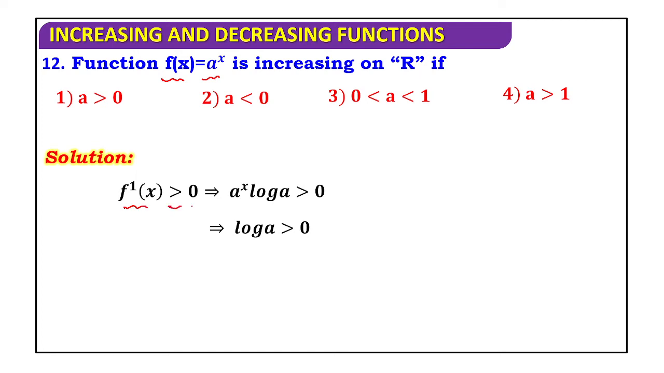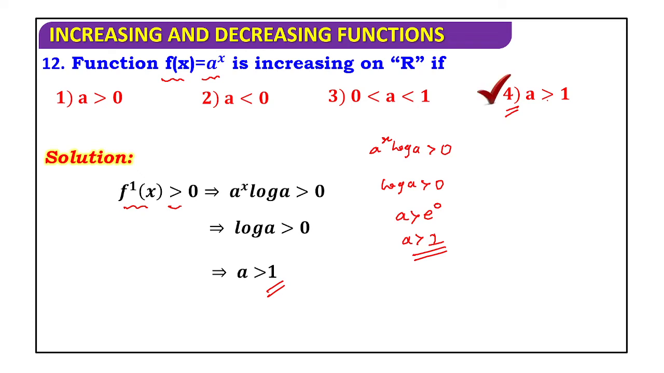If f dash of x is greater than 0, then a raised to x log a is greater than 0. So from this, log a is greater than 0. That means a should be greater than e to the power of 0. Therefore, a should be greater than 1. So if a is greater than 1, that is your answer. Clear? It is option 4.